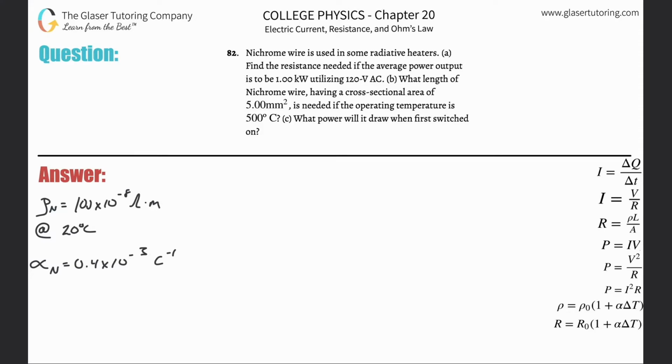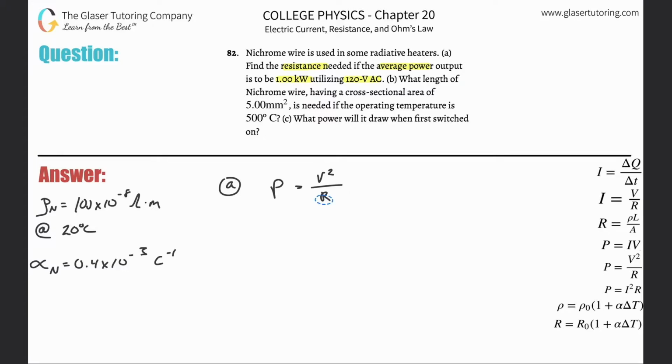Number 82. Nichrome wire is used in some radiative heaters. Letter A. Find the resistance needed if the average power output is to be 1 kilowatt utilizing 120 volts of alternating current. Alright, so we have to find a relationship between watts, or aka power, voltage, and resistance. So what's the relationship? Power is equal to voltage squared divided by the resistance.